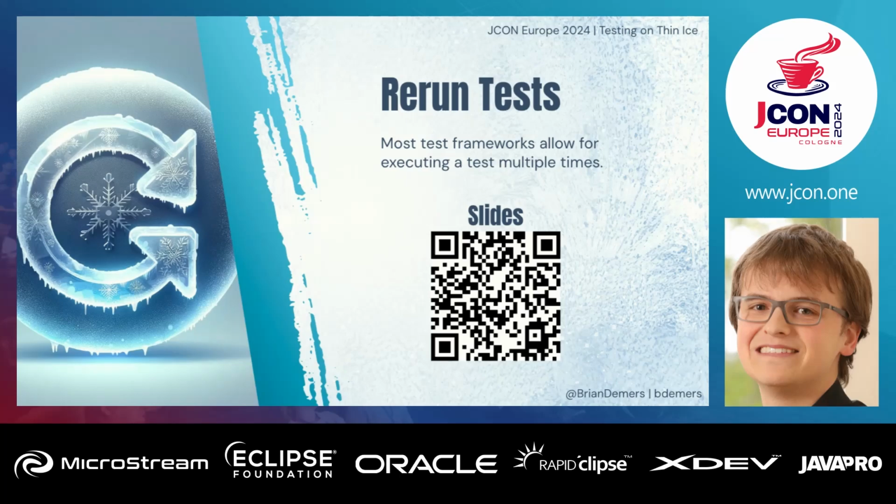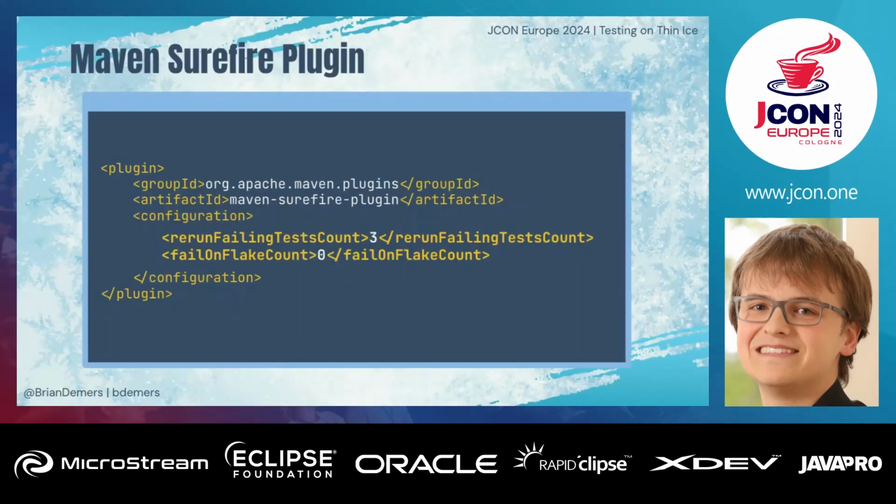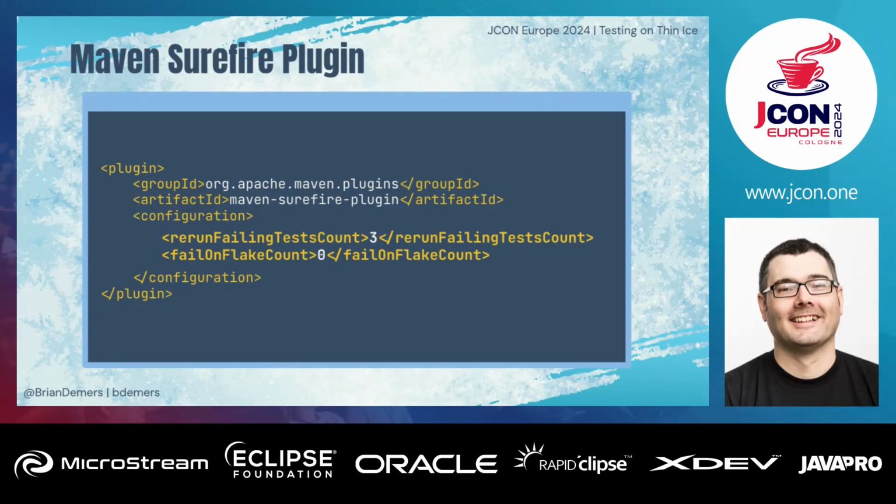Most of the techniques for detecting flaky tests have to do with rerunning the tests. Any Maven folks in here? A few of us. Gradle folks? Okay, they all work the same way. This is a Maven example; Gradle has a test retry plugin that works very similarly.